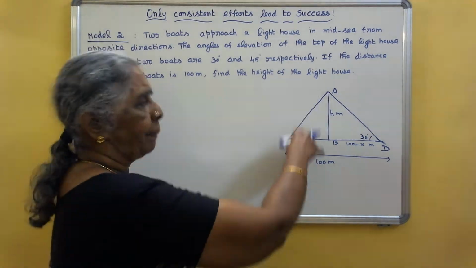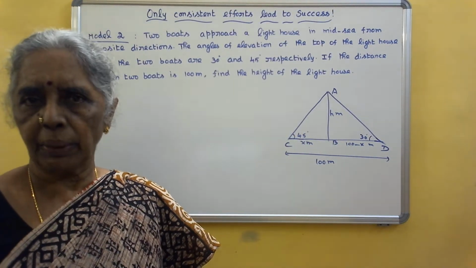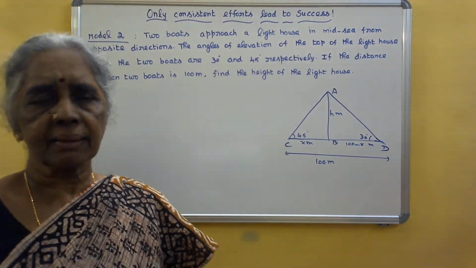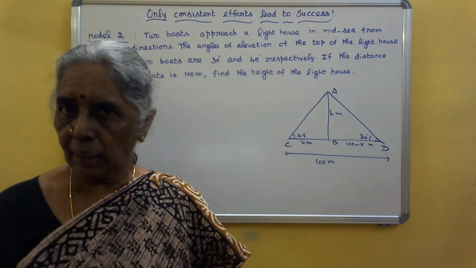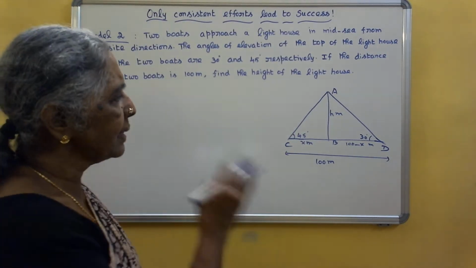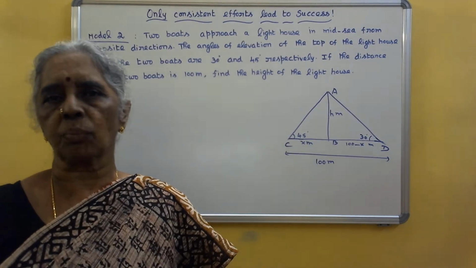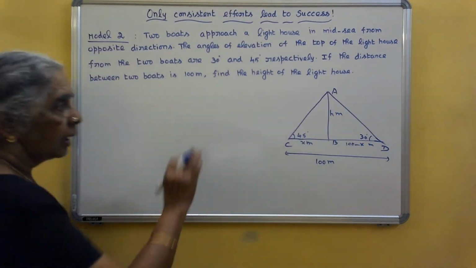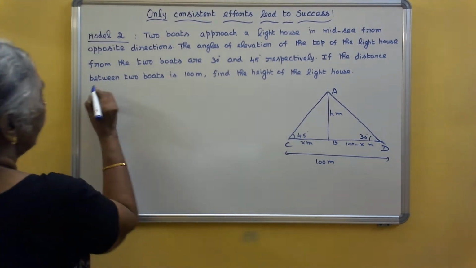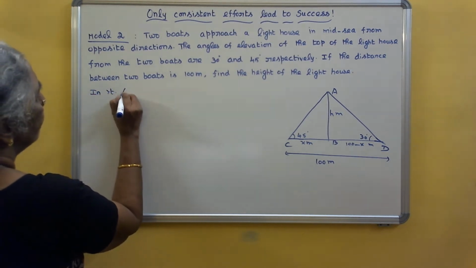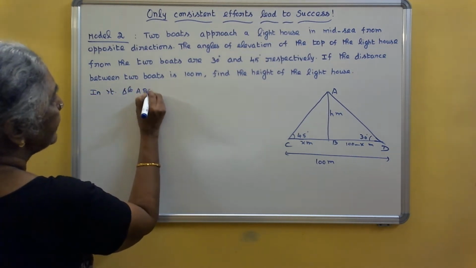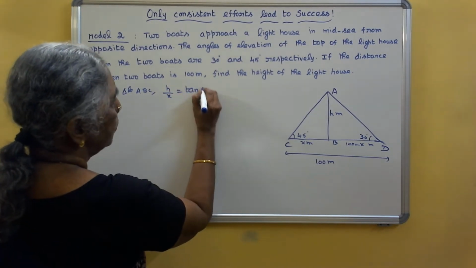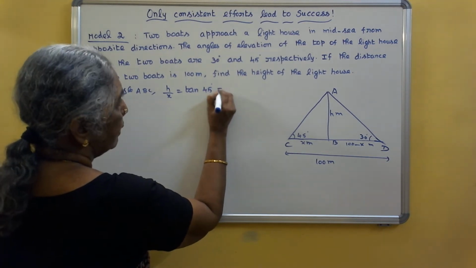You just write AB is the lighthouse. AB is equal to H meter. C and D are the two boats approaching it in opposite directions. You write angle ACB, angle ADB, right? Then you write let BC be equal to x meter. So BD is 100 minus x meter. I hope you can write all these steps. Definitely these are a must. Now, I am just doing the main working. In right triangle ABC, H by x is equal to tan 45, that is equal to 1.